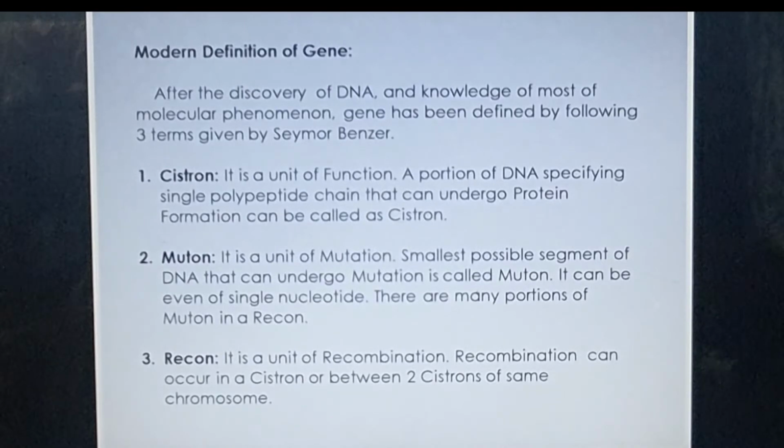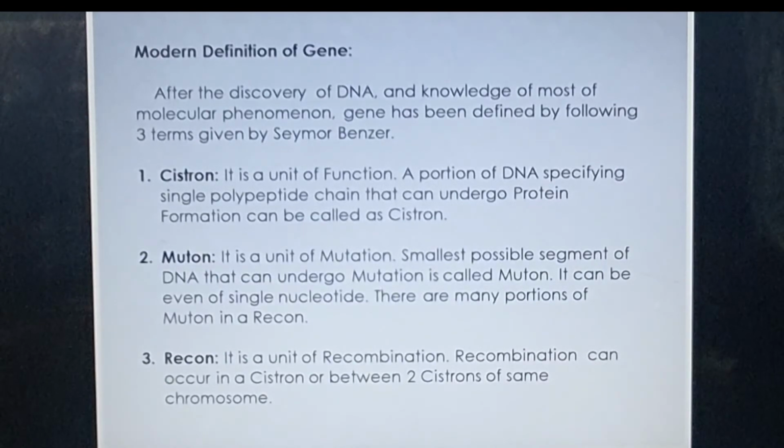Next one is muton. Muton is a unit of mutation. Unit of mutation means mutation can occur in that part of the gene. The smallest possible segment of DNA that can undergo mutation is called a muton. It can even be a single nucleotide. There are many portions of muton in a recon. When we talk about mutation, it can occur in a single nucleotide, which we call point mutation. Even a single nucleotide can be a unit of mutation, meaning a single nucleotide can also be called a muton. There are many portions of muton in a recon.